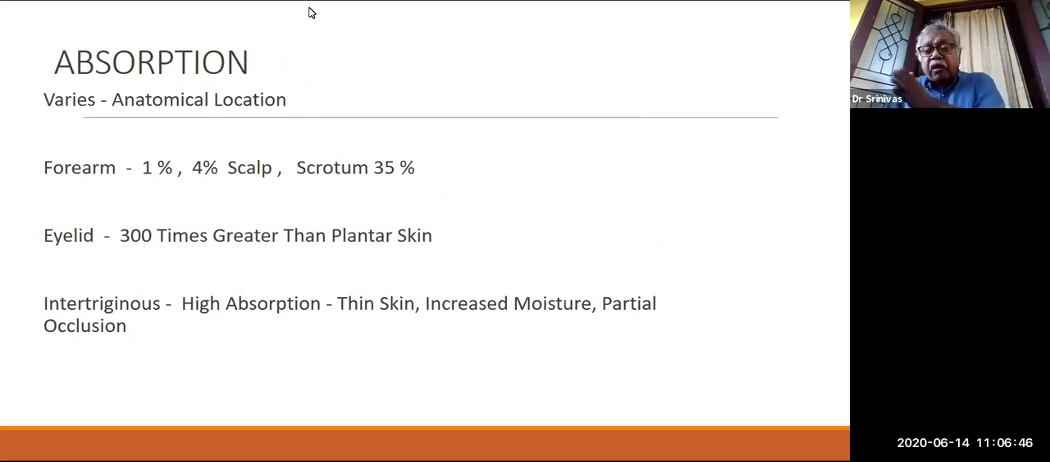So thus, according to the area, because it depends on the barrier, the stratum corneum in the eyelid is very, very thin, and that determines the barrier. So steroids can enter very easily over there, whereas in other sites, it is difficult for it to enter, where the skin is much thicker.